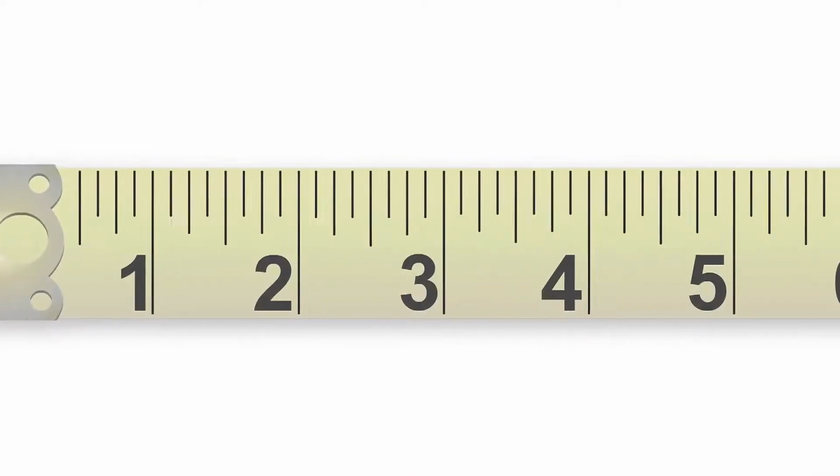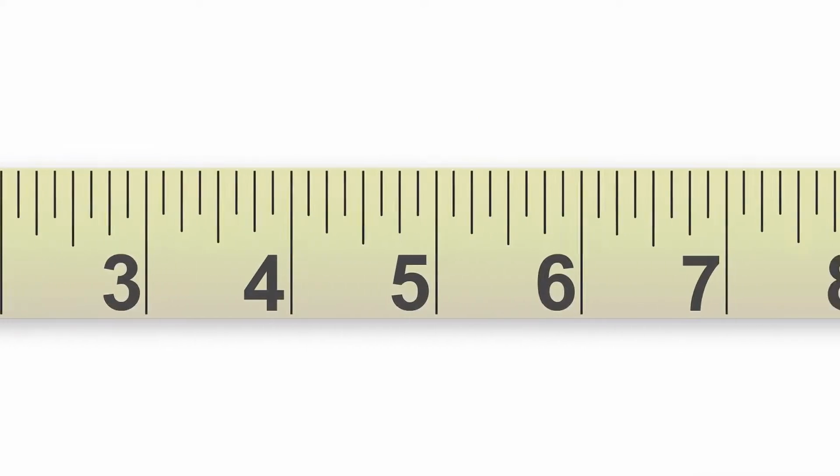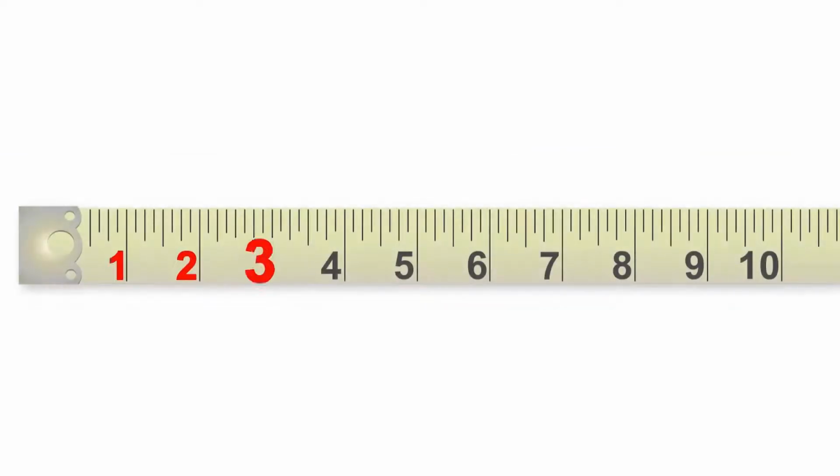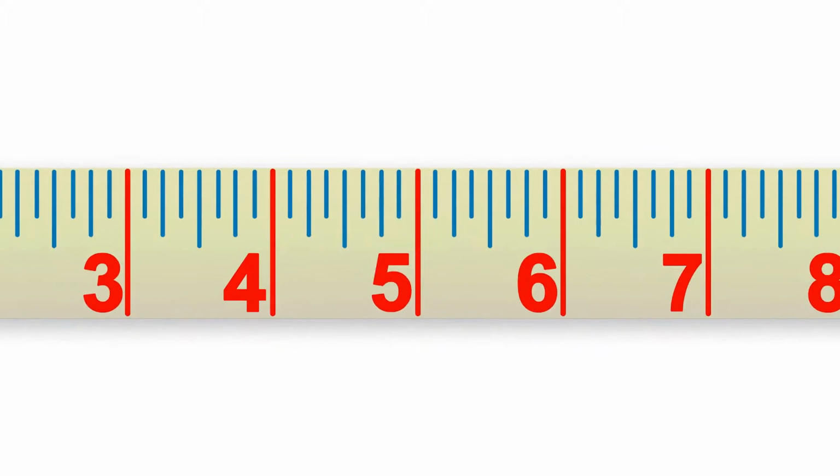If we look at a measuring tape, we find that it has many numbers on it and some lines in between these numbers. The numbers on the measuring tape are the inch numbers, while each of the lines in between represent divisions of a whole inch, which are actually fractions of a whole inch.